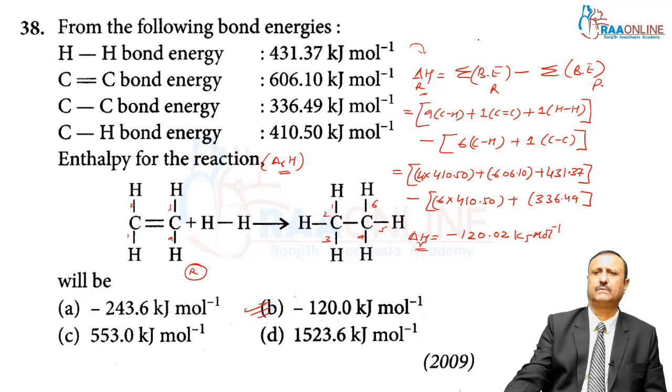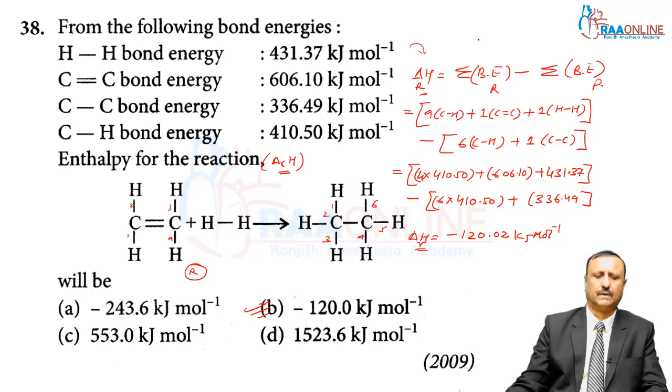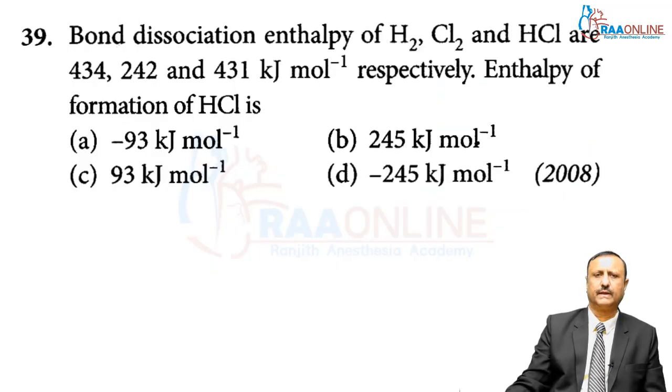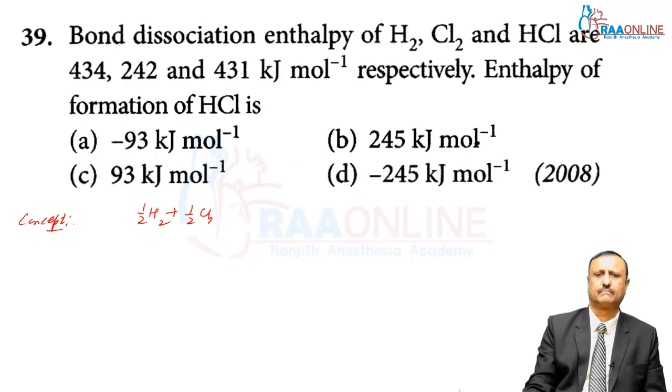Now, you can get the enthalpy of the reaction by this formula. Now, we can go to question number 39. Bond dissociation enthalpy of H2, Cl2 and HCl are given, and the enthalpy of formation of HCl is asked. Now, my dear students, what is the concept and reaction? First of all, you write the formation of HCl. HCl is formed by half H2 plus half Cl2 to give 1 mole of HCl.